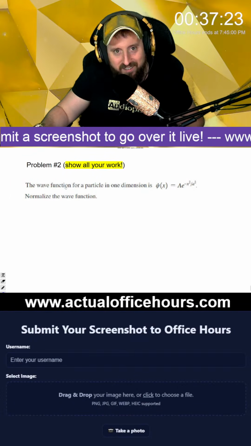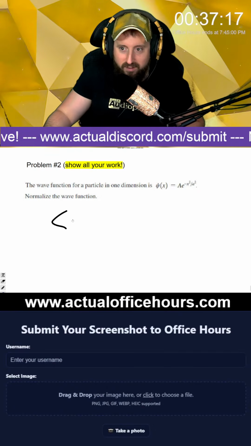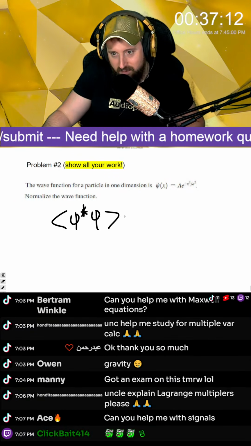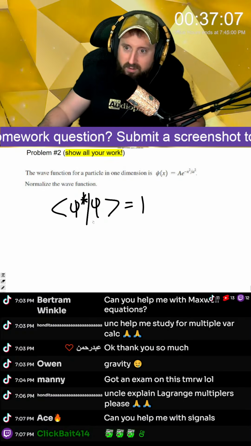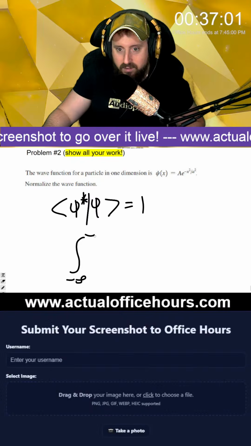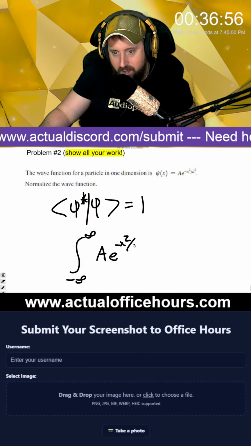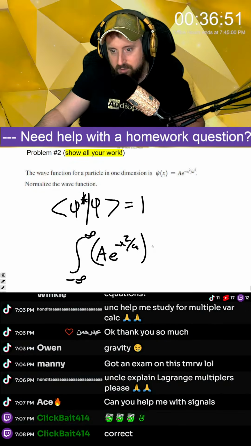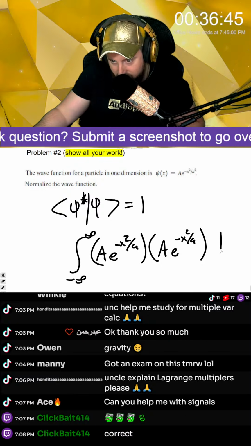What's up, clickbait? Normalize the wave function. Okay, so I believe that's where psi star psi is equal to 1. Is that correct? Looks like this, I guess, right? So that's the integral from negative infinity to infinity of a e to the negative x squared over a. Oh, but there is no i in here, so there's no complex conjugate at all. So it's just this times a e to the negative x squared over a. And then this is dx.